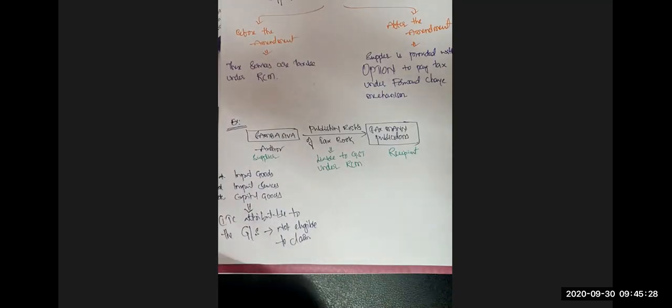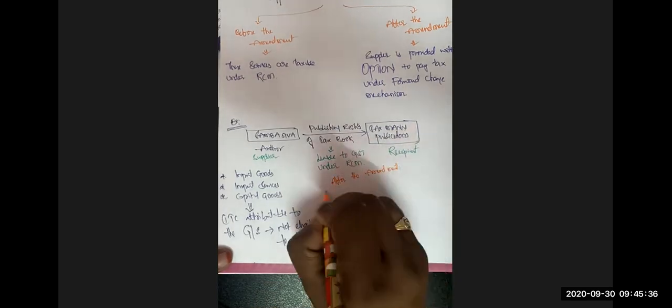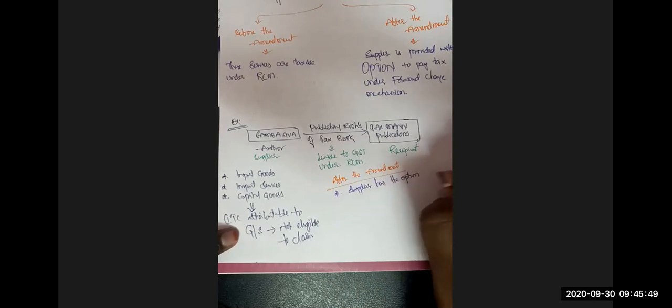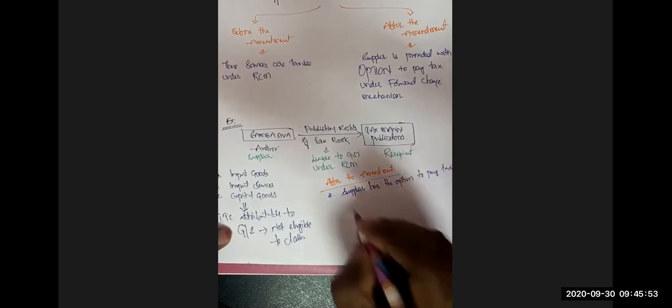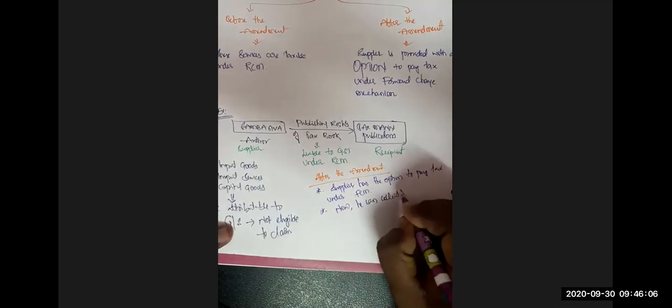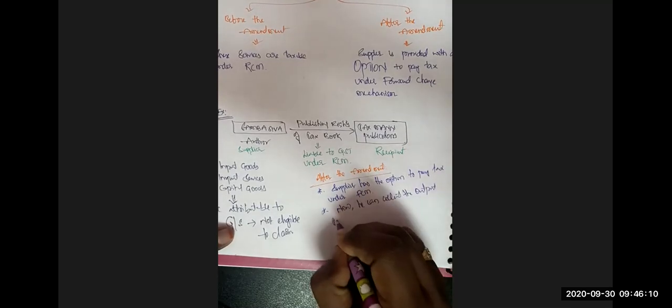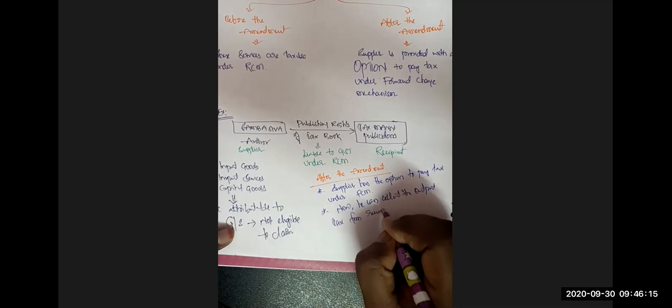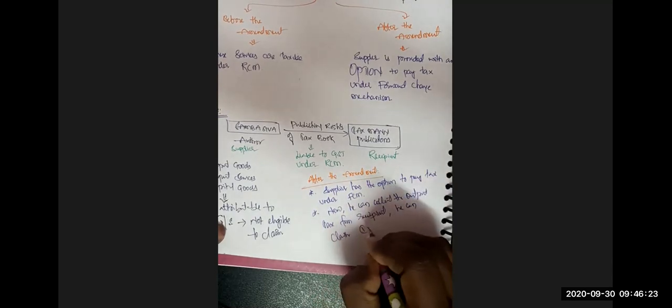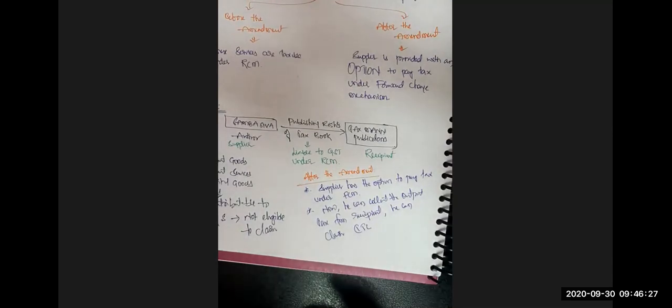Right now, after the amendment, the supplier has the option to pay tax under forward charge mechanism. So now he can collect the output tax from the recipient, and now he can claim input tax credit.